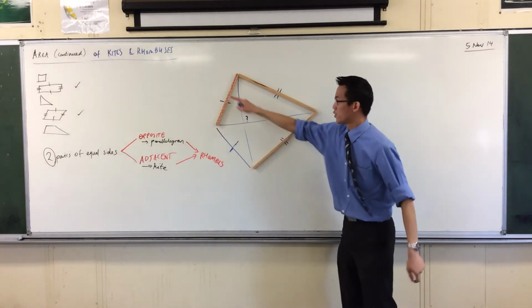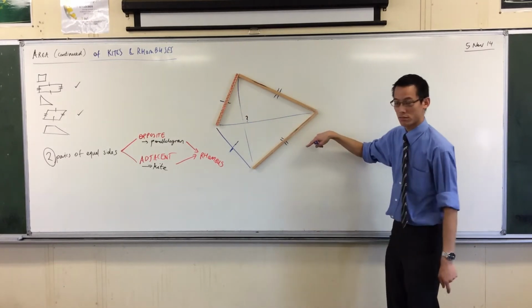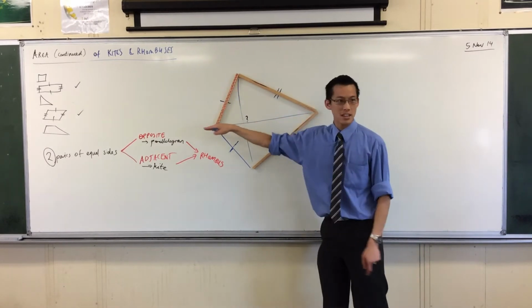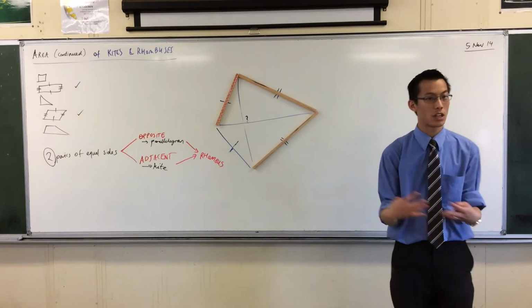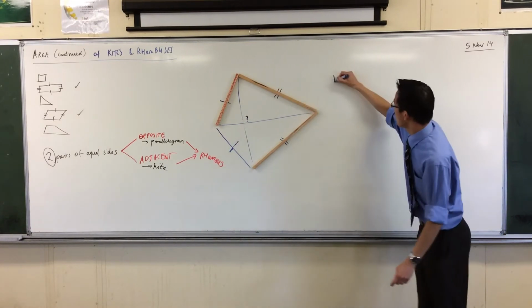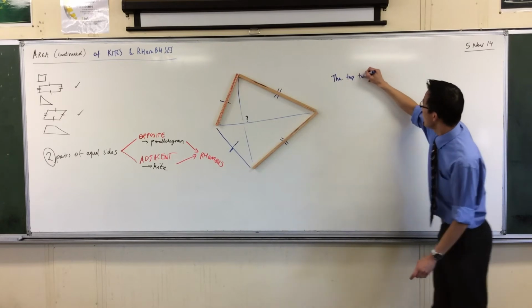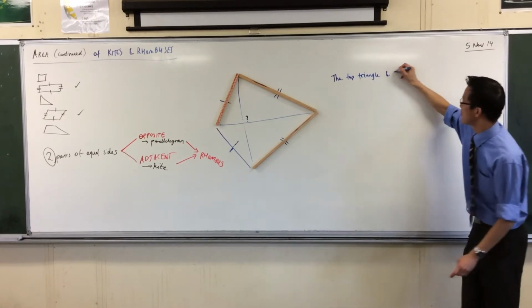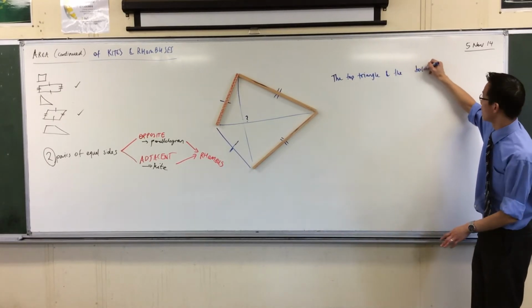So you've got two pairs of equal sides, 1, 2, 1, 2. And then you've got this one in the middle. It's the same side, so we call it a common side, right? So therefore, these two triangles, the top triangle and the bottom triangle, are likely to be the same, on the side of your diagram there.